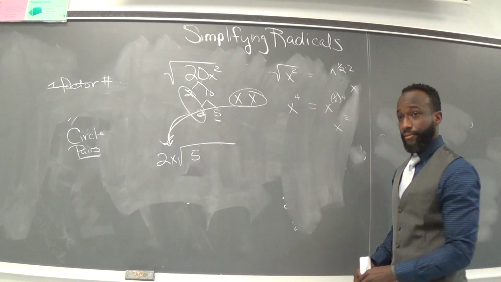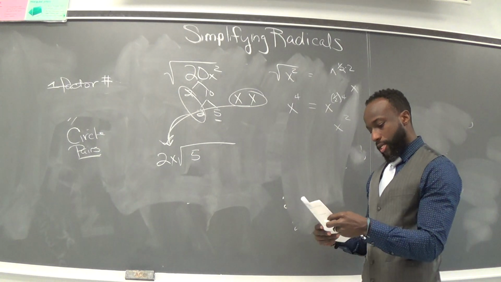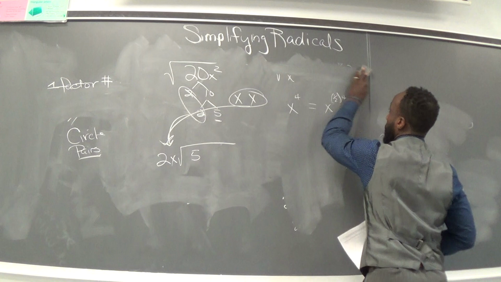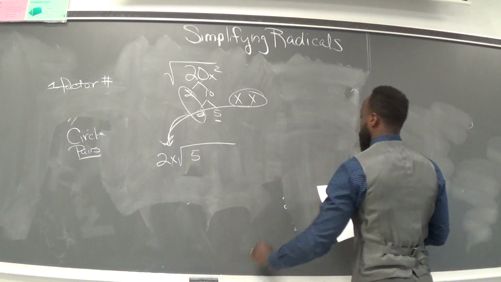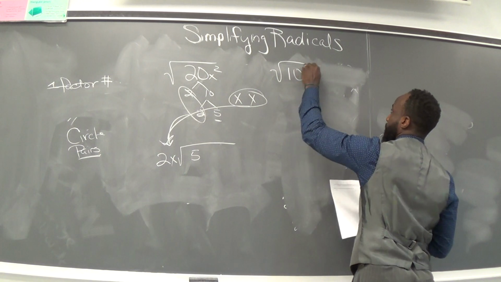So what if you have 3x, like x to the 3rd power? Okay, I'm glad you said that. Let's look at one so then we can talk about it. Alright, let's look at this next one. The square root of 10y to the 5th power.